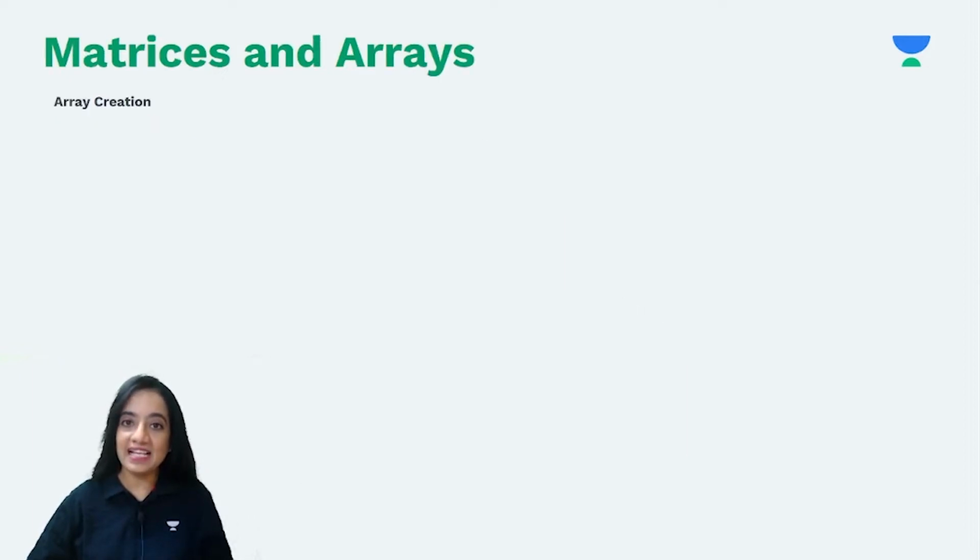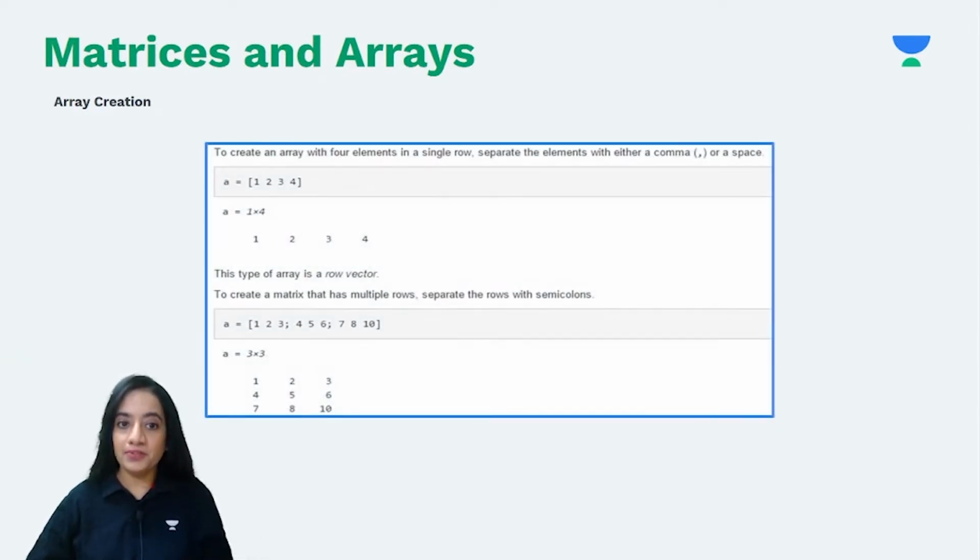Next, the matrices and arrays. How to create a matrix or array in Matlab. To create an array with 4 elements in a single row, the elements can be separated by a comma or a space. Whenever you want to create a row vector, you can create it like A equals 1, 2, 3, 4, all separated by commas. That will create a 1 cross 4 matrix, or you could say a 1 cross 4 row vector, with 1 row and 4 columns.